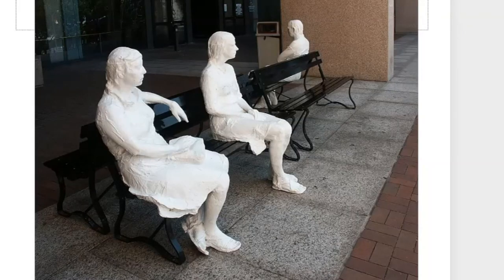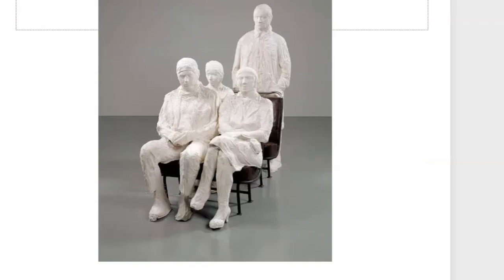George Segal, he plastered humans, and these become permanent installations in New York. There's a certain kind of solitude in these figures, and why do you think he decides to leave them white? What might this pure whiteness in the material suggest? These are things to think about.